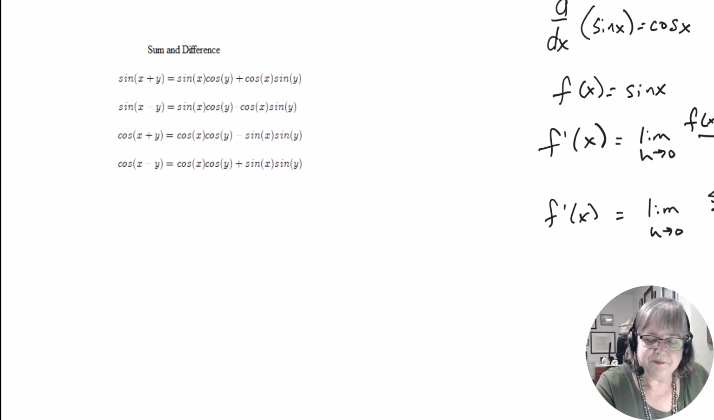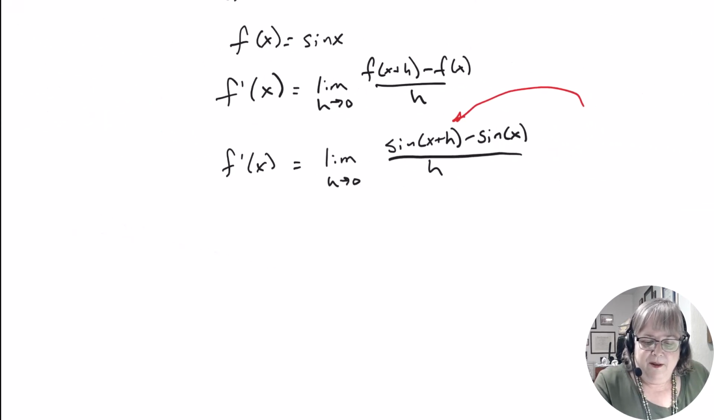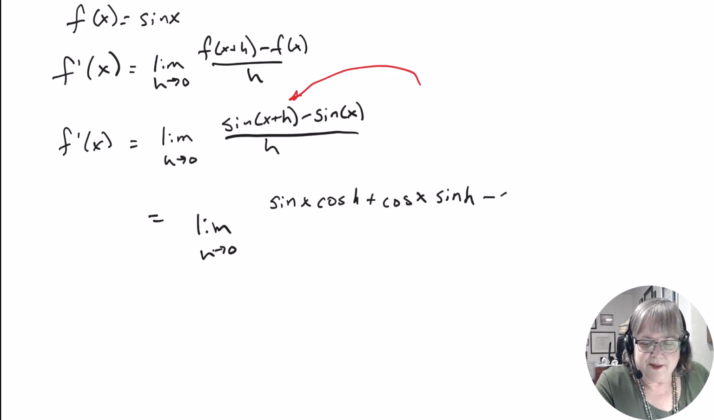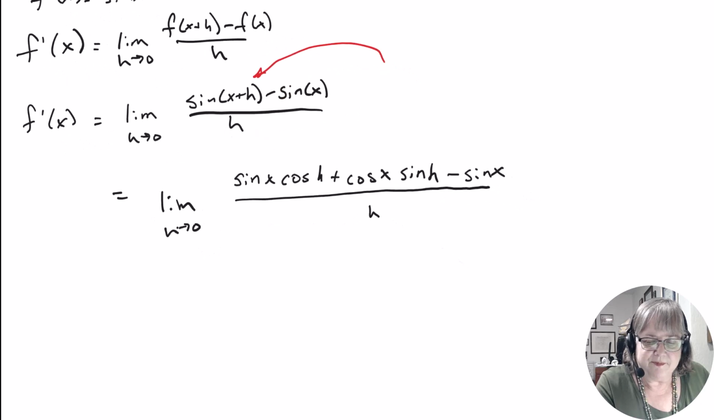Here we go. So we would have the limit as h goes to 0 of sine x cosine h plus cosine x sine h, minus the original function, all over h. This part is just the expansion of the sum.